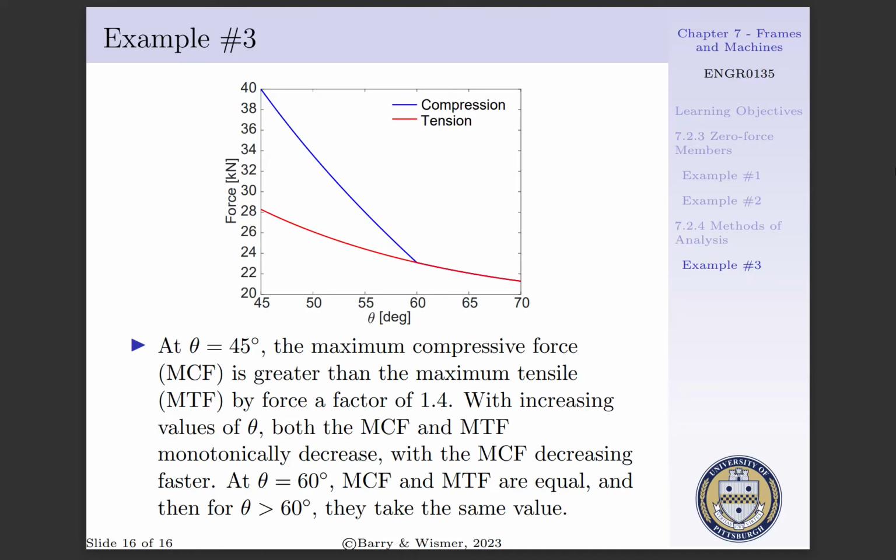As we increase theta, both our maximum compressive force and maximum tensile force monotonically decrease, with our maximum compressive force decreasing much faster. Once we reach an angle where theta is equal to 60 degrees, our maximum compressive force and maximum tensile force are equal, and then for any angle greater than 60 degrees, our maximum compressive and maximum tensile forces take the same value.